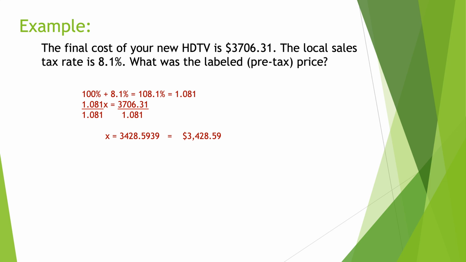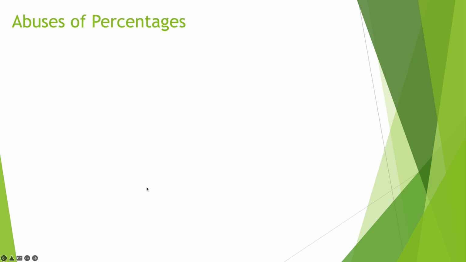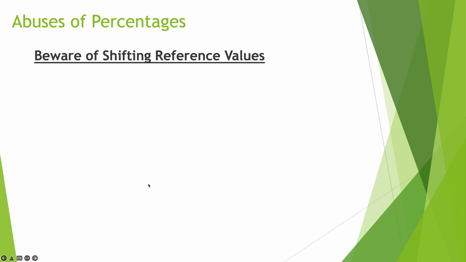It's very similar. This time, instead of giving me the two numbers on the left and you get the number on the right, they gave you the number on the right, so you have to divide to get the number on the left. Okay? Next up, percentages and possible abuses.